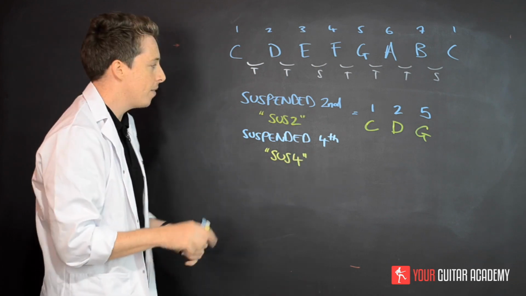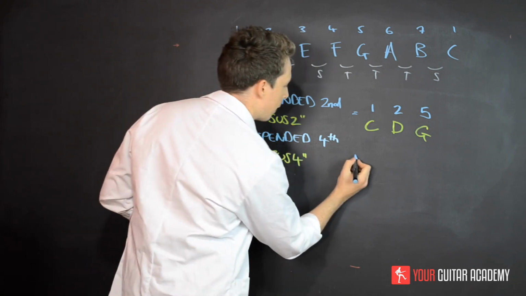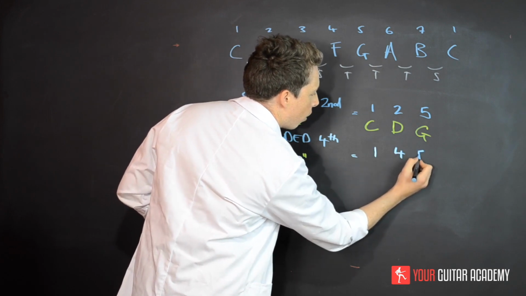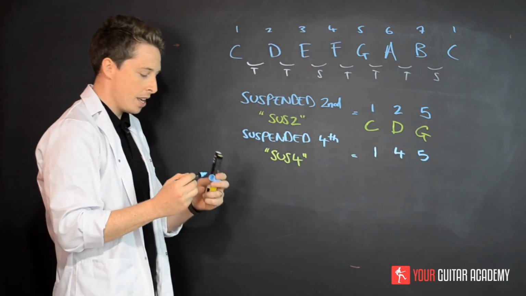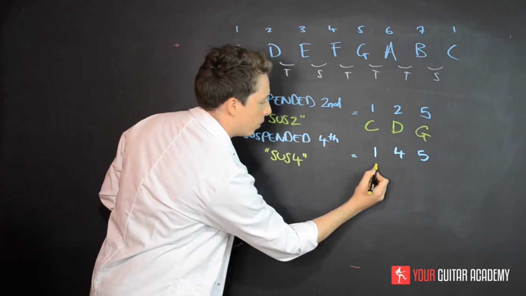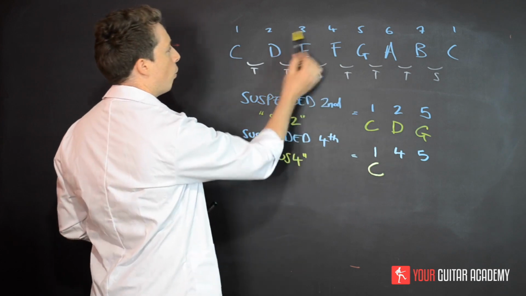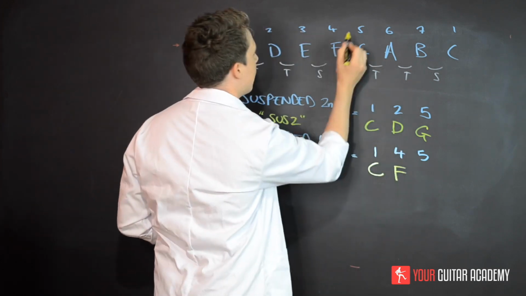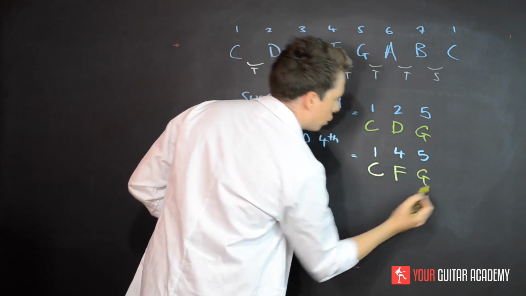Okay, so let's have a little look at this. I'm going to come over here and we're going to look at the formula: 1, 4, 5. That would equal a C for the 1. Then the 4 is F, so we're going to put the F in there. And the 5 is again G, so we're going to put the G in there.